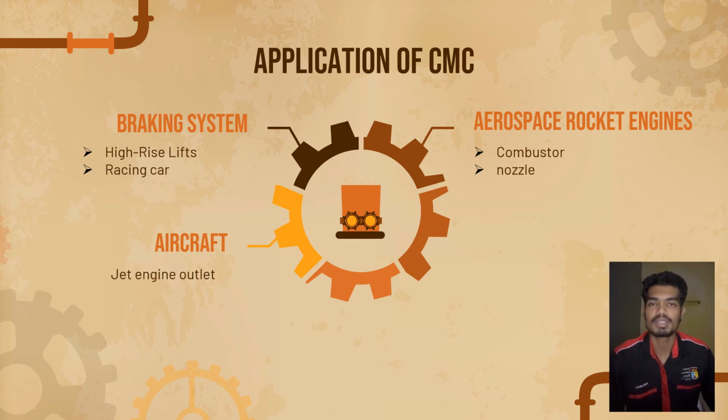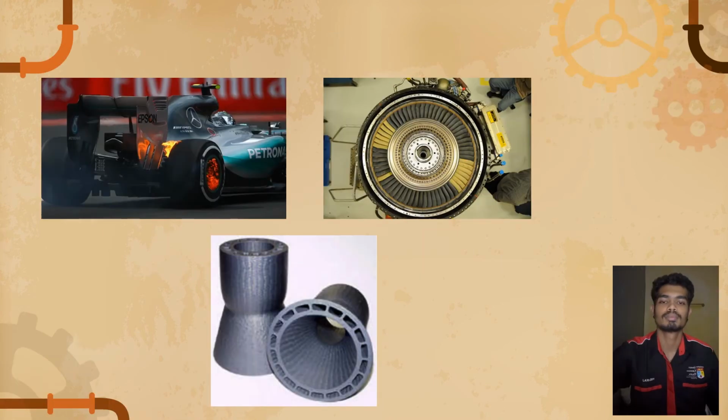Next is the aerospace rocket engines, where the temperature at the outlet of the rocket engines can reach up to 1700 degrees Celsius per mm square. So it's very obvious that CMCs are very appropriate and can be manufactured to fulfill the requirements for the rocket engine parts, where they can withstand high temperature. These are the example figures that show the importance of the applications of CMCs in industry.